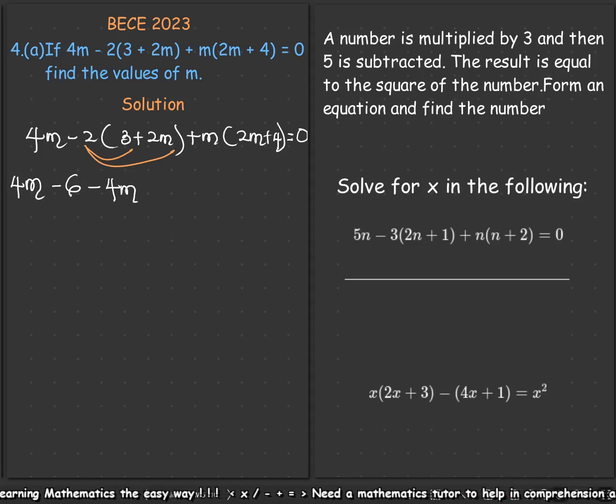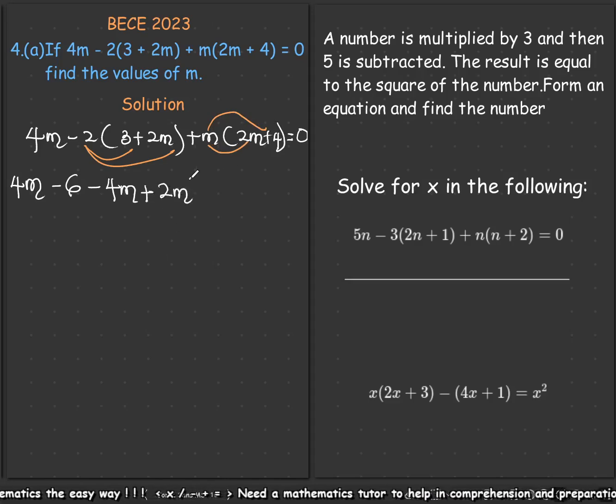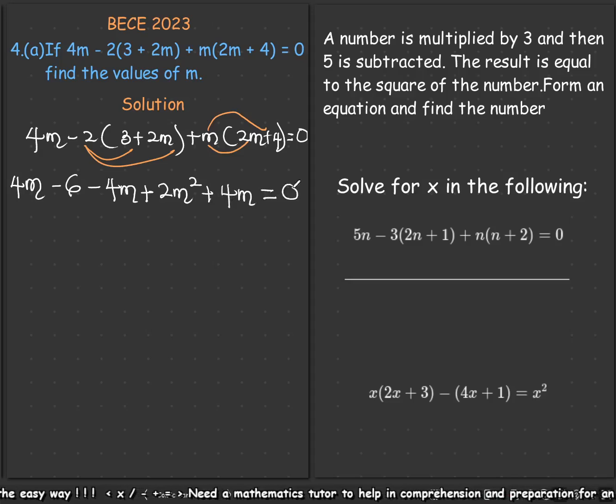Then we come to this bracket. The same thing applies. This m multiplies this 2m, and then it also multiplies your 4 as well. So we have m times 2m giving us a positive 2m squared. Then we have m times 4, which gives us a positive 4m. And with all that, we say it's equal to 0.